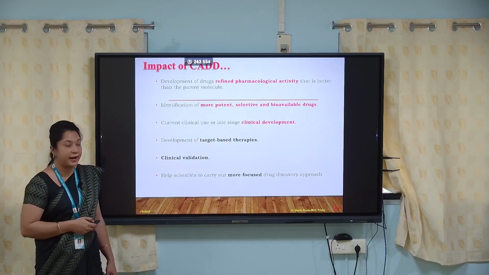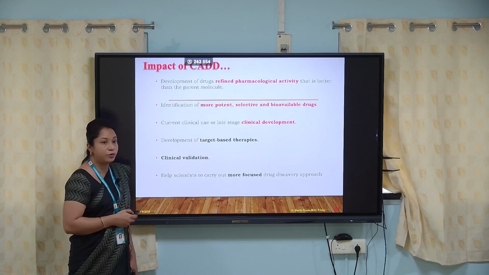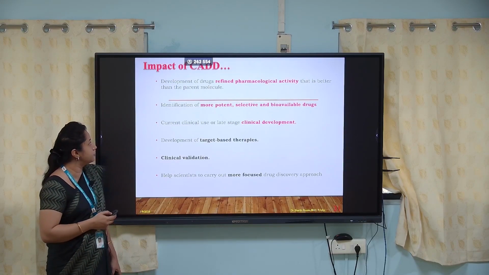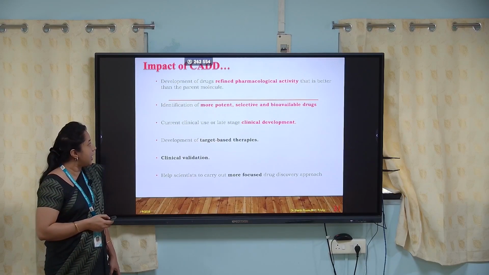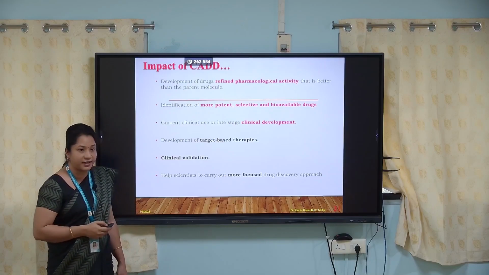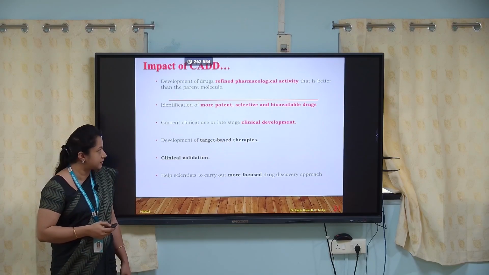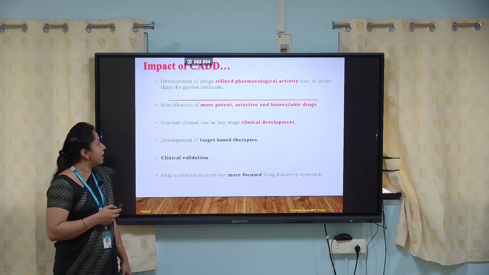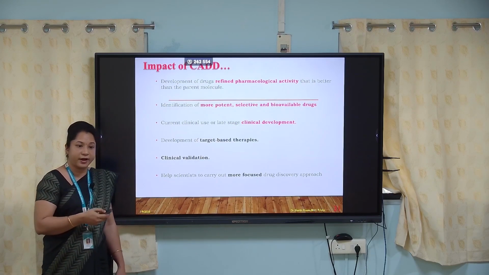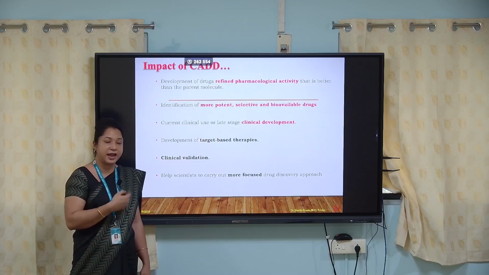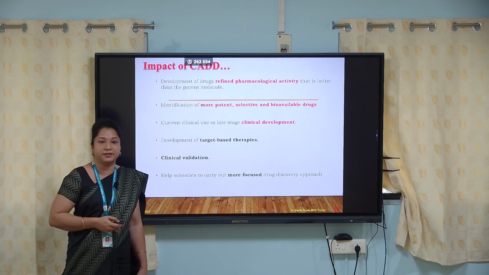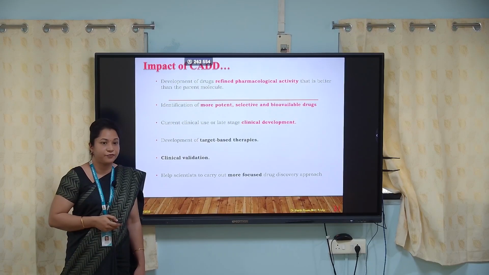So coming to the conclusion, I just want to explain that development of refined pharmacological activity that is better than the parent molecule, and with the help of these computer-aided drug designing tools, more potent and selective bioavailable drugs can be produced. Current clinical use or late stage clinical development can also be applied. For example, in the recent scenario, we came across the coronavirus, and the immediate need of drug discovery has been a very tough task for us.